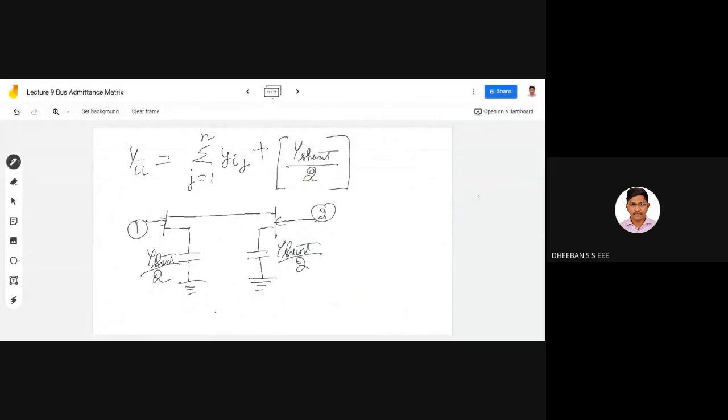So we have seen till this part, that is what happens regarding your medium and long transmission line. So we have seen up to that.